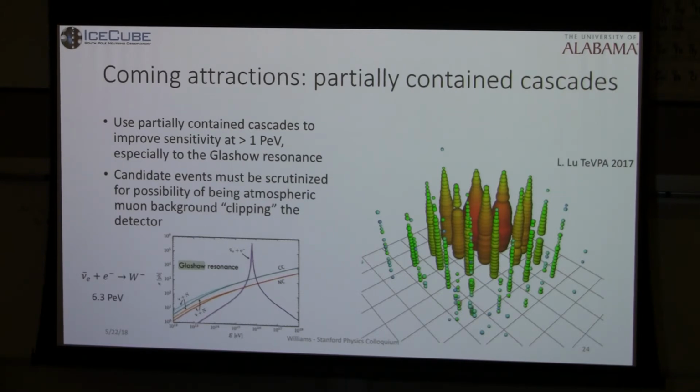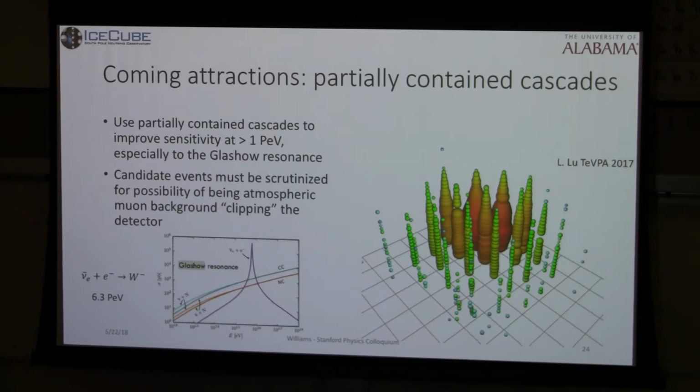Another thing which we're working on, and we have this new event selection, but we're still investigating the results of that, is partially contained cascades. And we did that in order to try and get more of the high energy events, to give us more volume. But if you work with partially contained events, you are of course running right up against your muon background, so these events have to be really scrutinized to see if they are in fact neutrinos as opposed to muons.